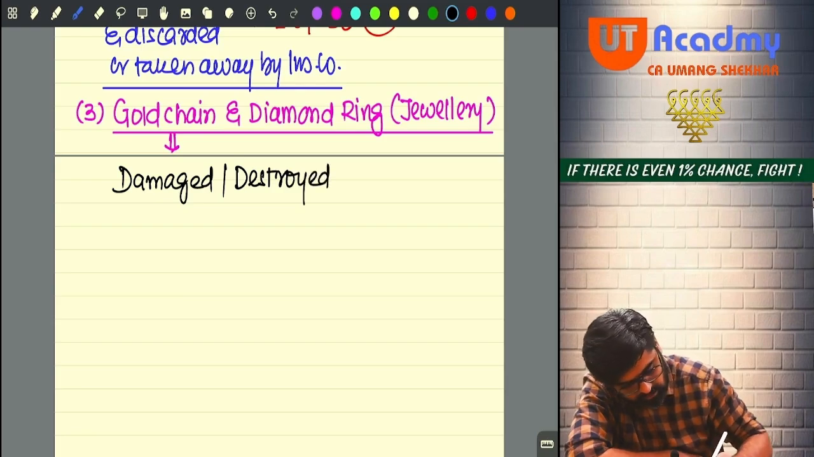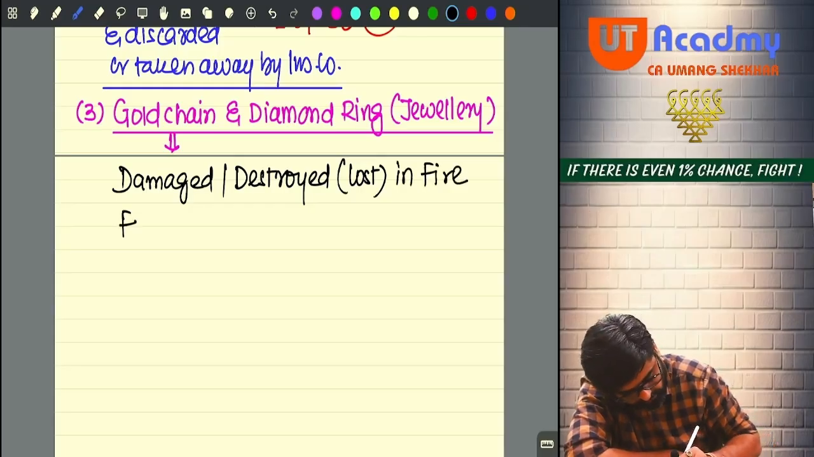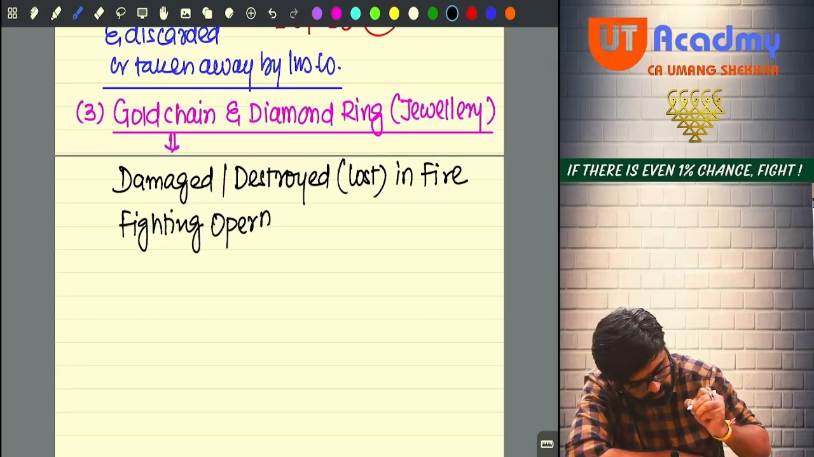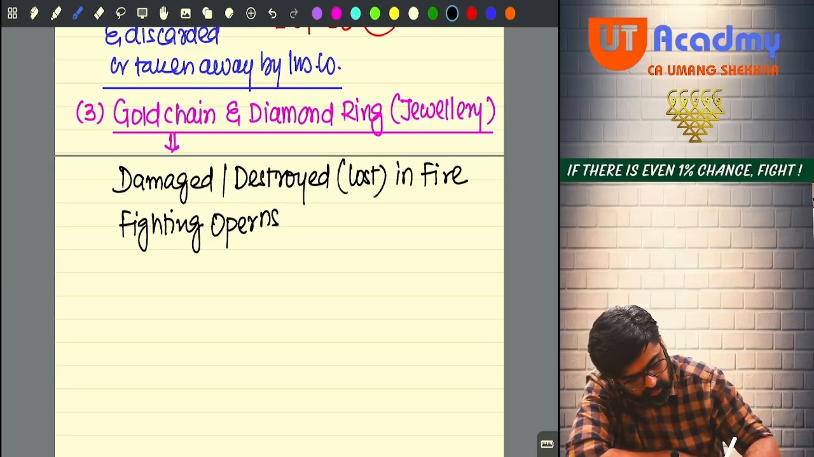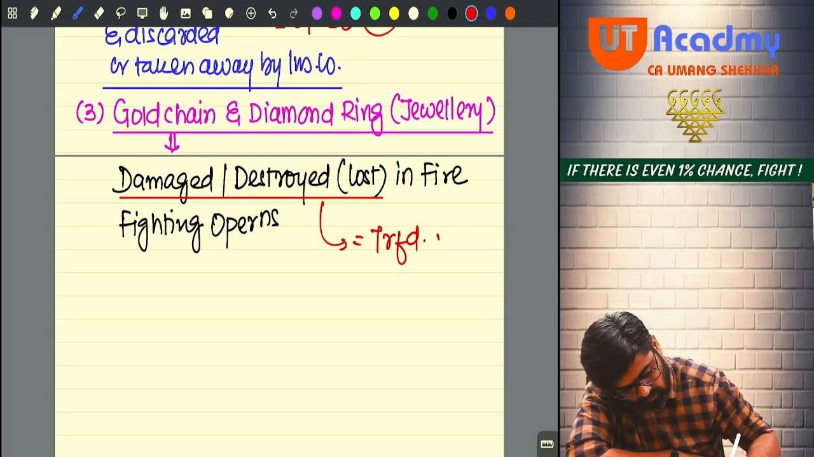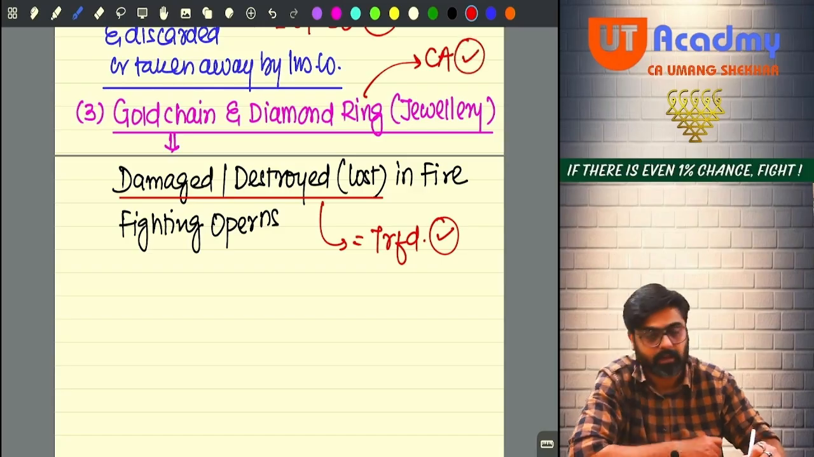Meaning lost in firefighting operations. So friends, damage, destroyed, lost means transferred, and this asset means capital asset.